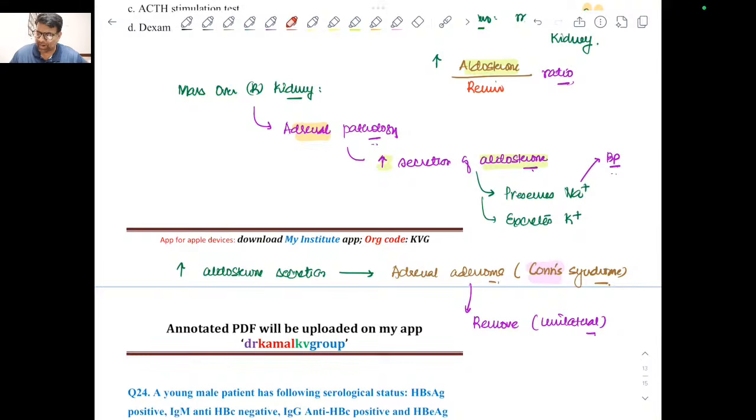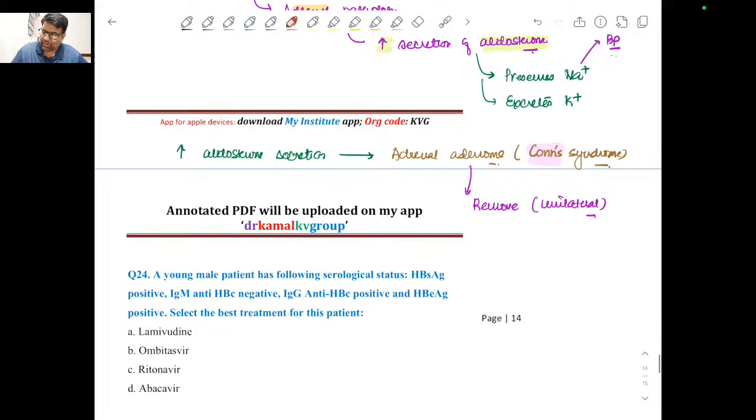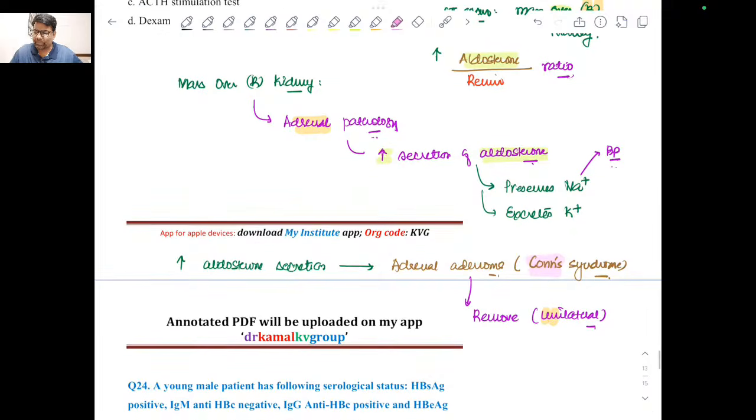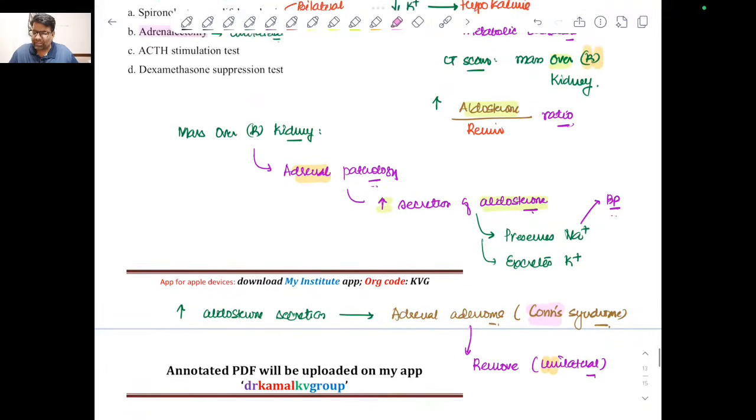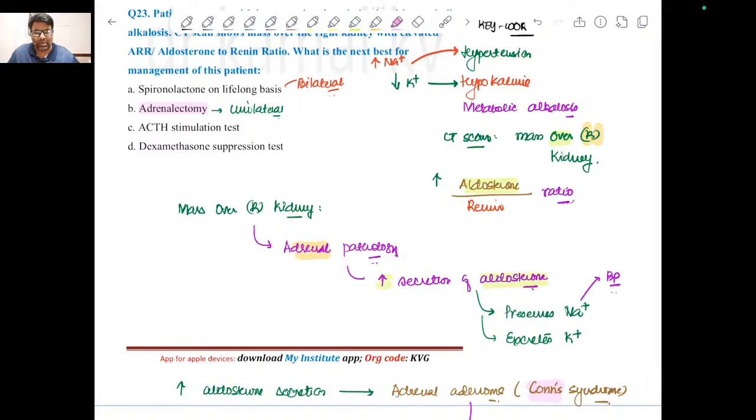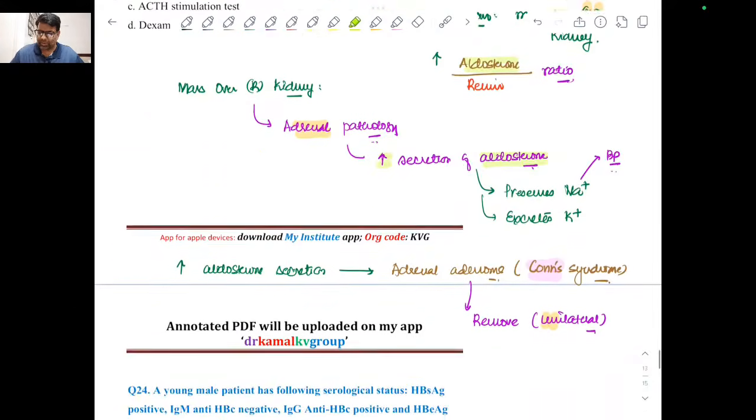Yes, Priya, you are absolutely right, that is Conn's syndrome. So for unilateral side, you can do surgery and remove the affected adrenal gland. So this is a classical presentation of Conn's syndrome, where there is excess of sodium, loss of potassium, and this is what is resulting in alkalosis also. Clear? So please remember this.